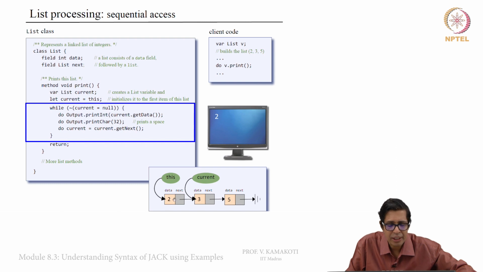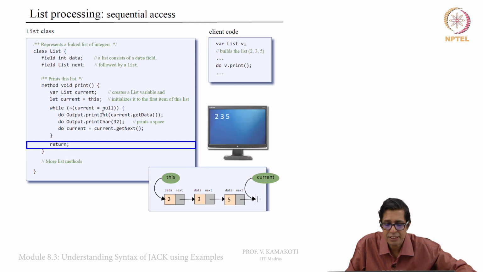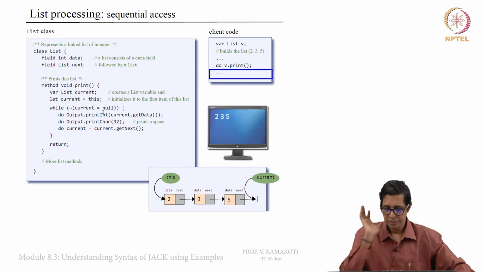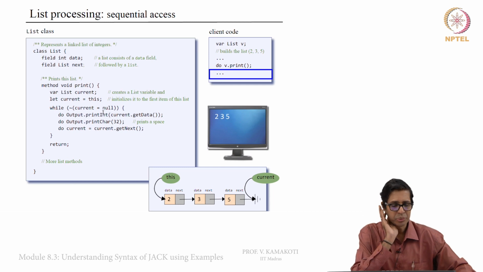Now current equal to current dot get next. So I go there. Then I print current dot get data followed by blank. Now current equal to current dot next. I print the next data 5 and then go here. Current equal to null, yes, it is null. So I return. Right. So this is how 2 comma 3 comma 5 is answered.